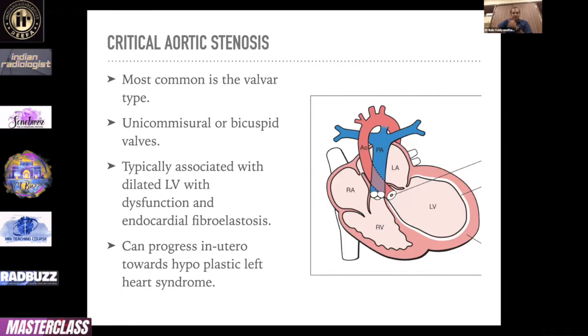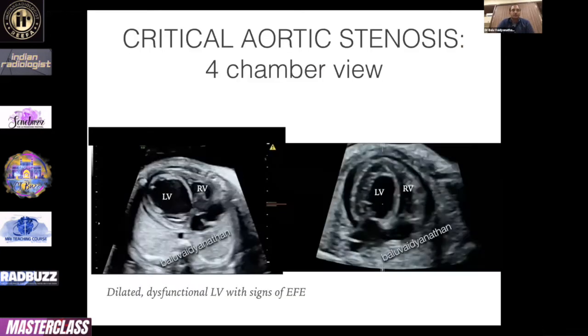Now this is usually the more common as a valvar type, typically associated with the dilated left ventricle with LV dysfunction and endocardial fibroelastosis. And now the most important point about aortic stenosis is that if it happens early in pregnancy, it can actually progress in utero towards HLHS. So I'm going to show some pictures about this in utero progression.